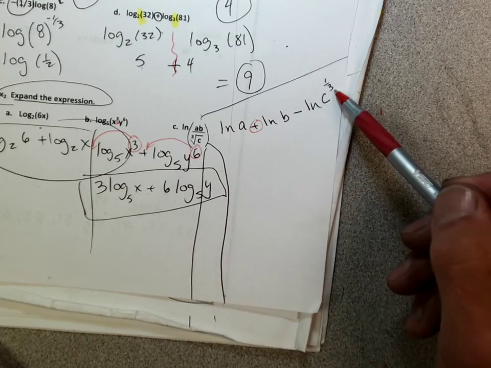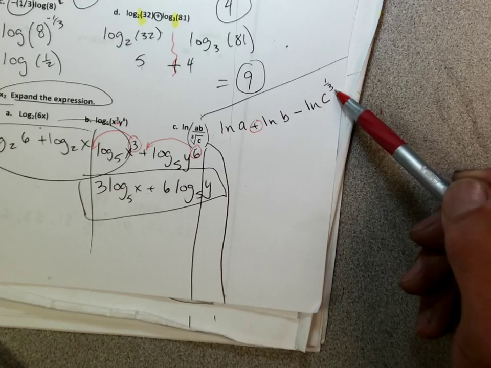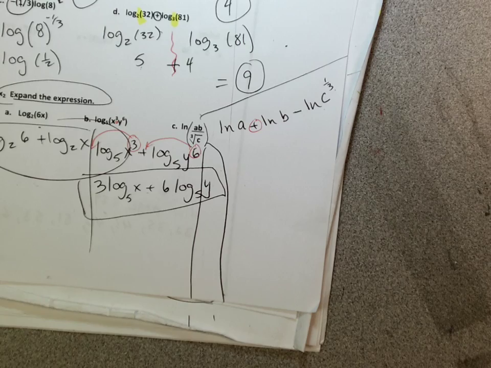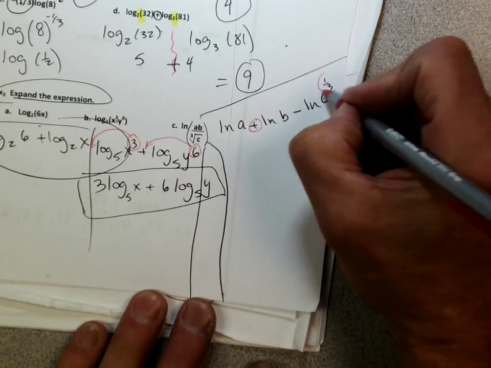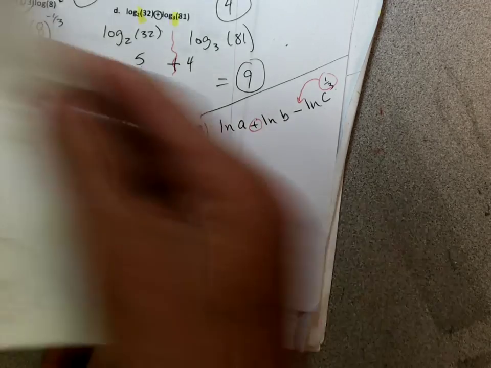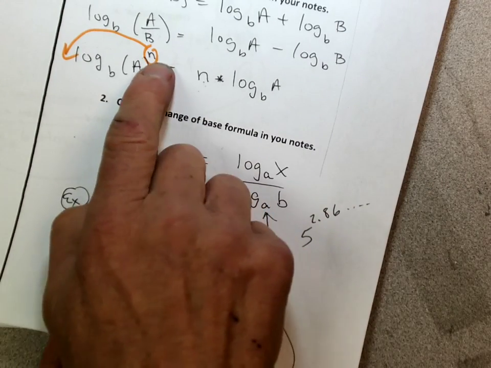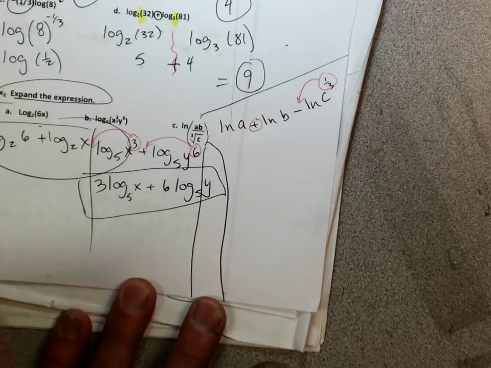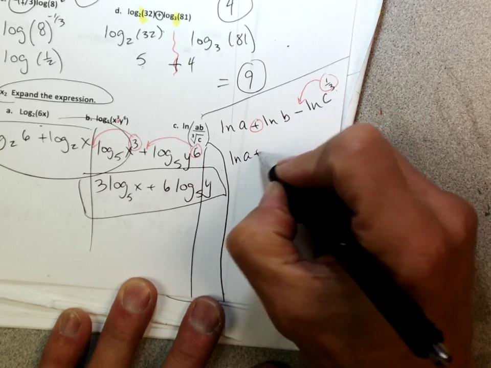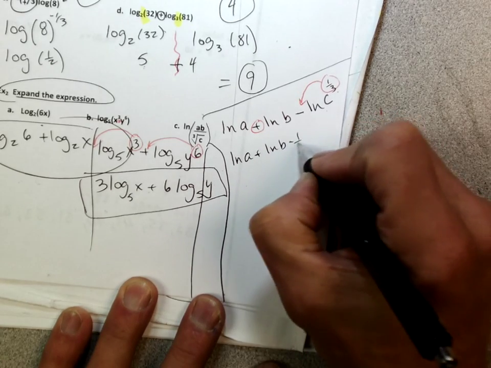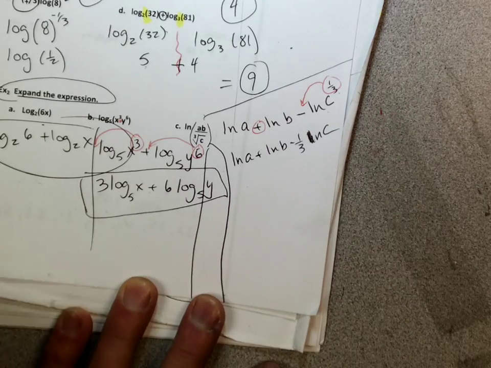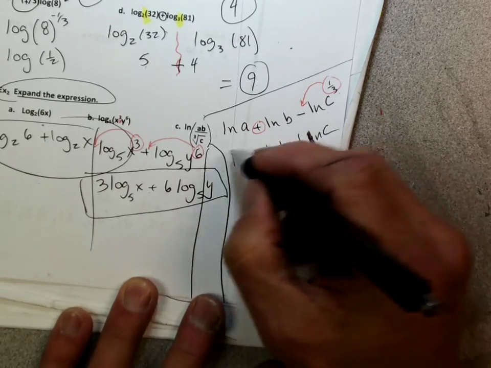Now where did the 1/3 power come from? It's the cube root, right? Cube root's a 1/3 power. Now I've got just one last thing to do to simplify this, and that is to float the 1/3 down. Float down the exponent. We're going to use this rule: we have an exponent with a log, we can bring it down. So let's rewrite this as ln of A plus ln of B minus 1/3 ln of C. That's the simplified version of our problem.